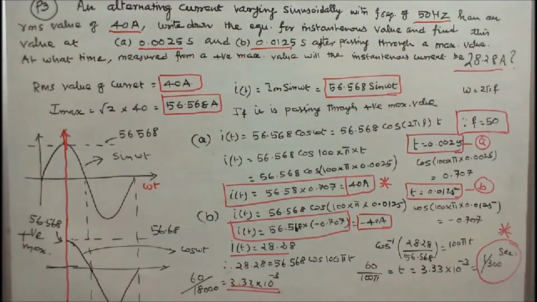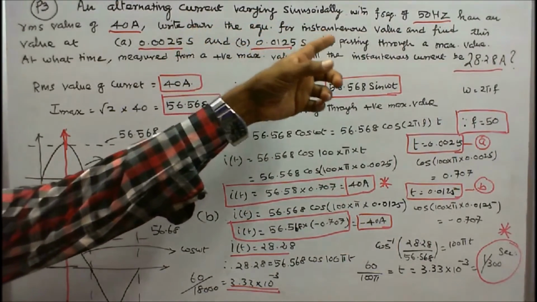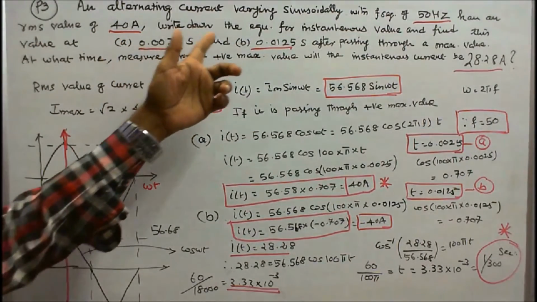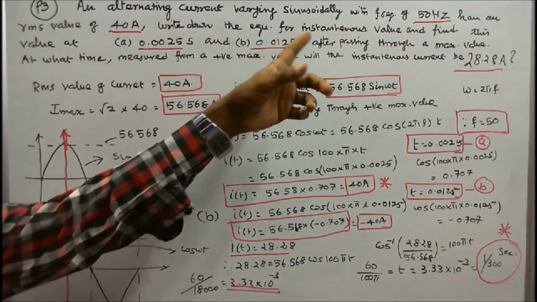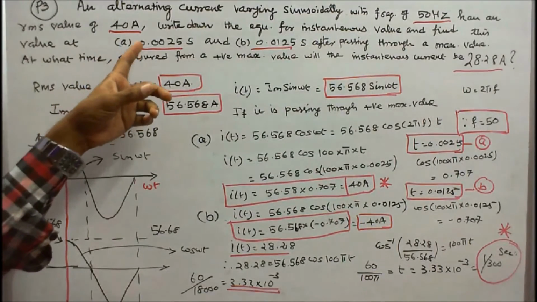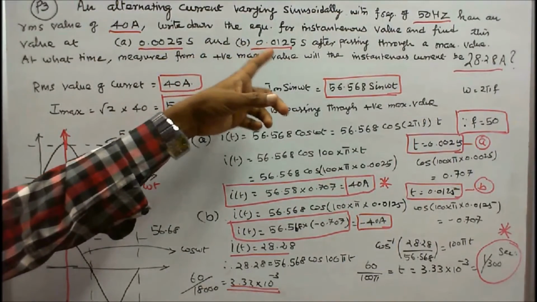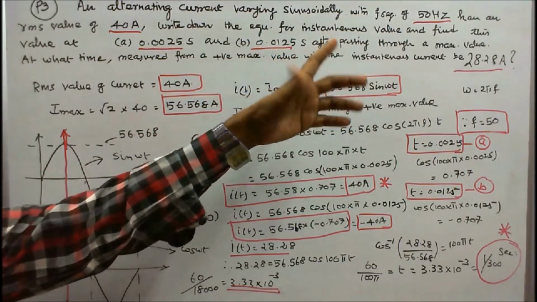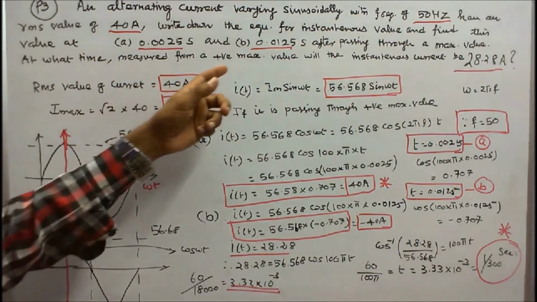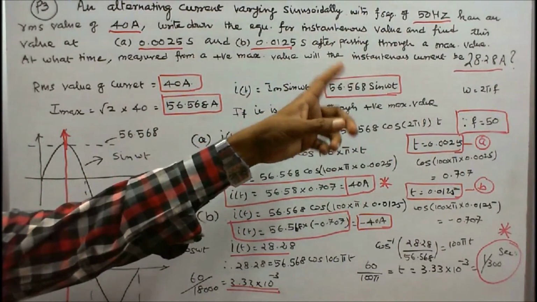Problem number 3. An alternating current varying sinusoidally with the frequency of 50 Hz has an RMS value of 40 amps. Write down the equation for instantaneous value and find this value at A, 0.0025 seconds and B, 0.0125 seconds after passing through a maximum value. At what time, measured from a positive maximum value, will the instantaneous current be 28.28 amps?